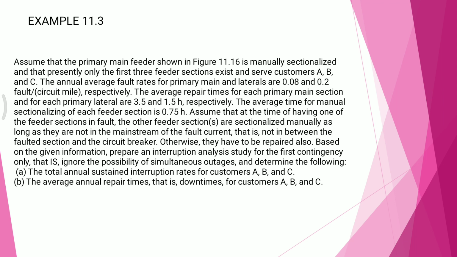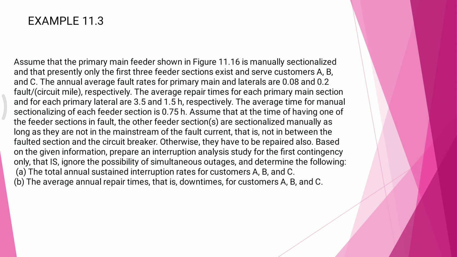The average repair time for each primary main section and for each primary lateral is given as 3.5 and 1.5 hours respectively. The average time for the manual sectionalization of each feeder section is 0.75 hours. Assume that at the time one of the feeder sections is in fault, the other sections are sectionalized manually as long as they are not in the mainstream of the fault current, that is, not in between the faulted section and the circuit breaker. Otherwise, they have to be repaired also.